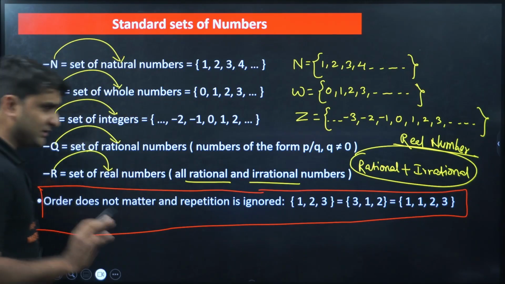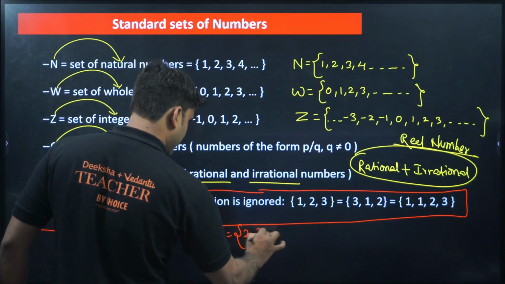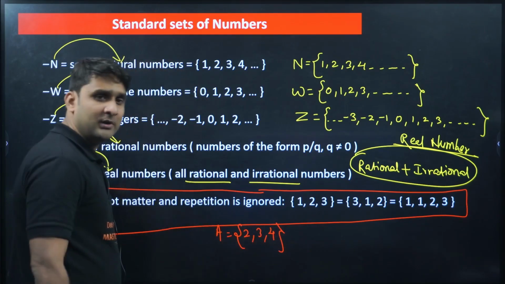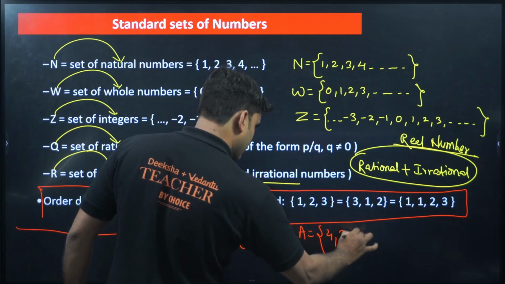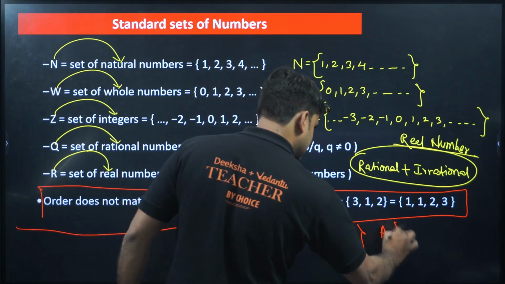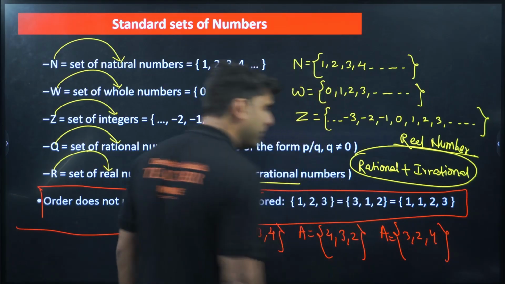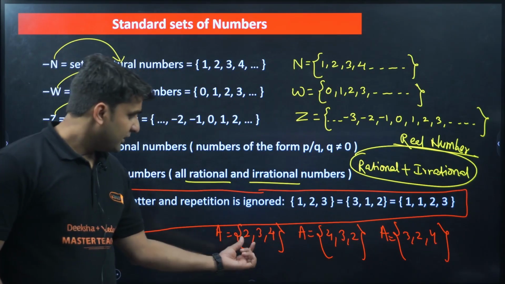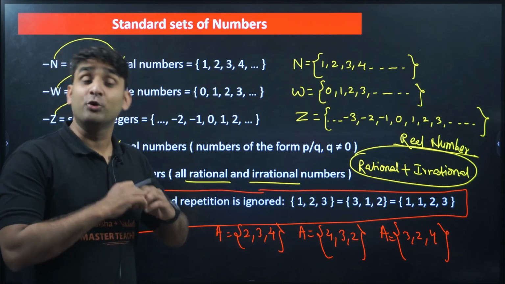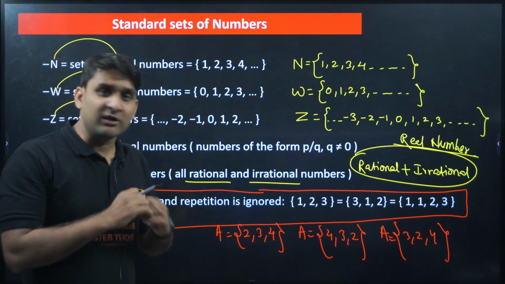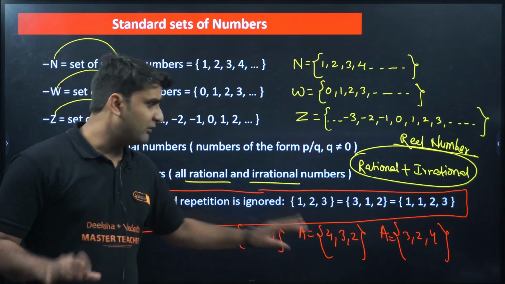So the most important thing here, for example, if I am writing a set 2, 3, 4, and again I am writing this set as 4, 3, 2, and again I am writing this set as 3, 2, 4. My dear champions, in set theory, if you are changing the order of the elements, no impact will be there. There is no disturbance. Nothing will happen to the theory. It will remain as it is.